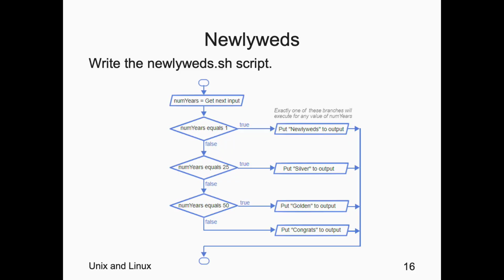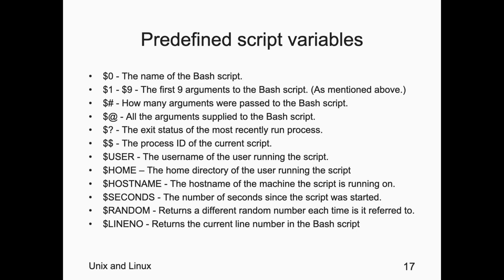Another practice script that I would like you to create for your homework is the newlyweds.sh file, and the idea is to take two names or answers and print a playful message. Bash also gives you a bunch of special variables automatically, so $0 is the name of your script, $1 through $9 are the first 9 arguments, and you can read the rest of these to see exactly what each of these special variables do.